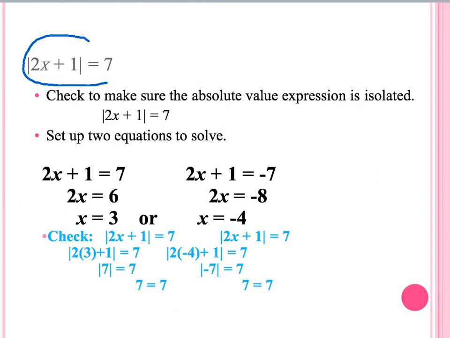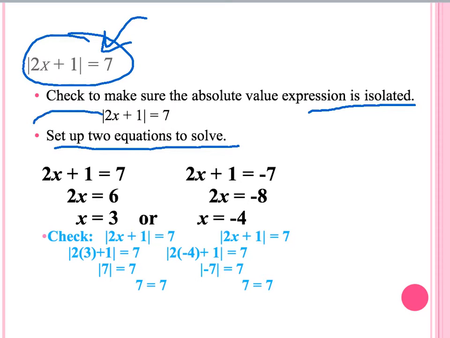For the equation above, the first thing we notice is that it is an absolute value expression. The first step in solving an absolute value expression is to make sure that it is isolated. As we can see in the above equation, our absolute value is already isolated, so we can start with the next step. Our next step is to set up two equations.